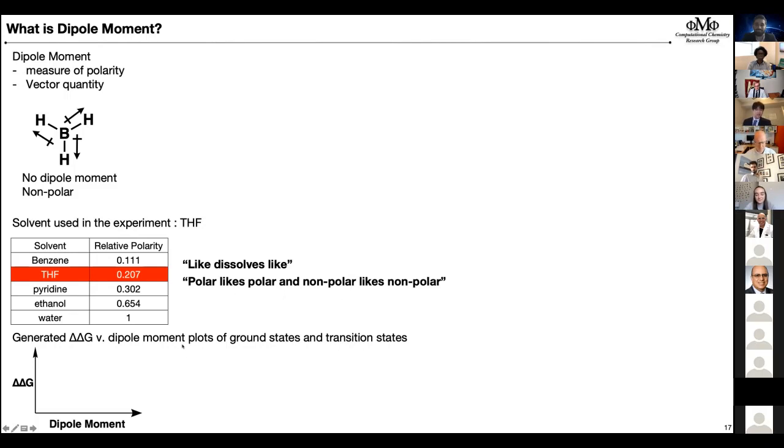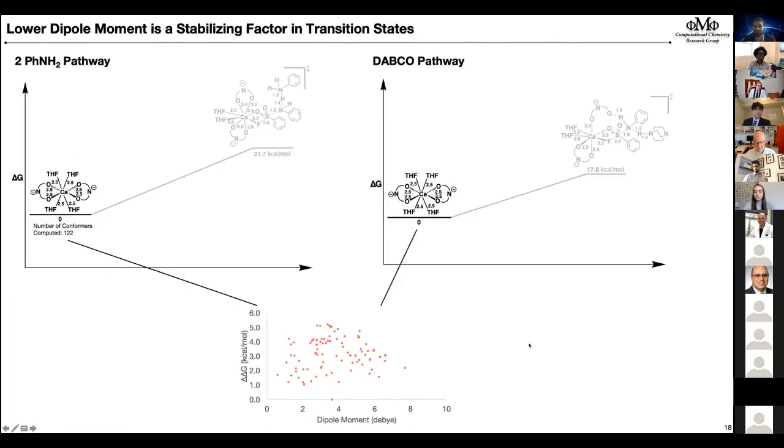So to test our hypothesis, we generated delta G, or relative energy, versus dipole moment plots of ground states and transition states. Each of these dots in this figure represents a conformational isomer of this ground state, the initial calcium complex that I've shown you before. And we see almost no correlation between the relative energies and their dipole moments.